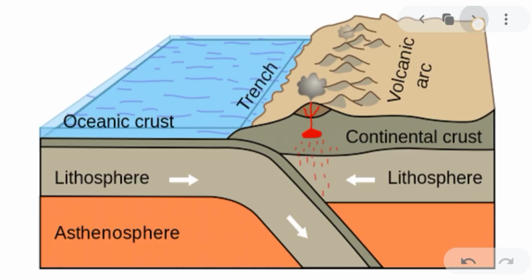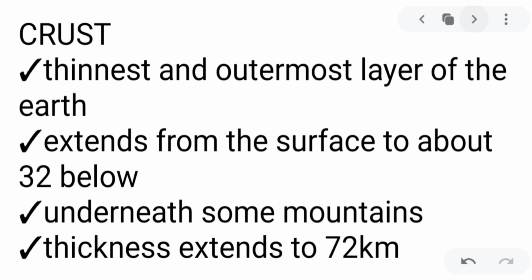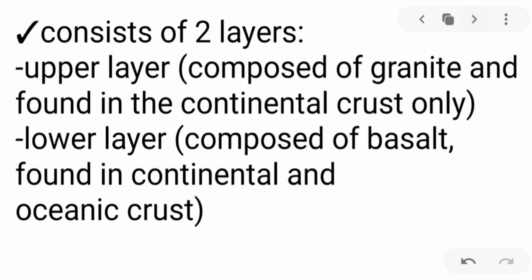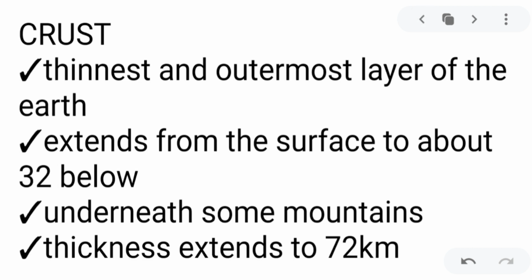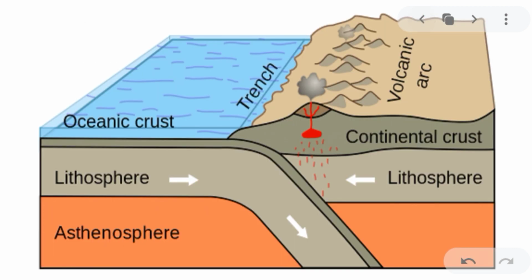First, we have the crust. The crust is the thinnest and outermost layer of the Earth. It extends from the surface to about 32 kilometers below, and underneath some mountains its thickness extends to 72 kilometers. It consists of two layers. The upper layer is composed of granite and is found in the continental crust only. The lower layer is composed of basalt, which is found in continental and oceanic crust. So, this is your crust.